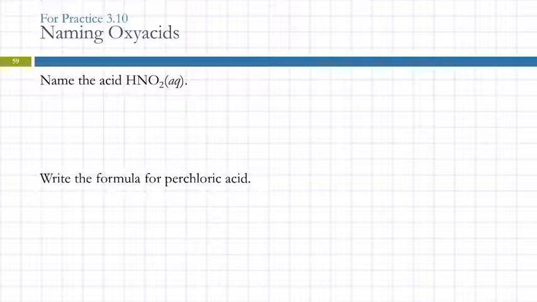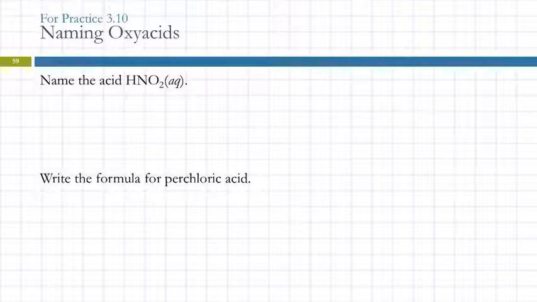Okay, so let's name this one, HNO2. When we're naming compounds, the first thing we have to do is identify what kind of compound this is. Now, obviously, this is an oxyacid because of the title on the slide, but let's pretend we didn't see that. Look at the first element. Is it a metal? No, so it's not an ionic compound. Is it hydrogen? Yes, therefore it's an acid.